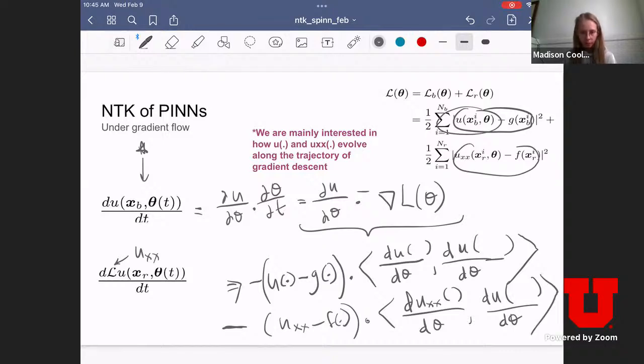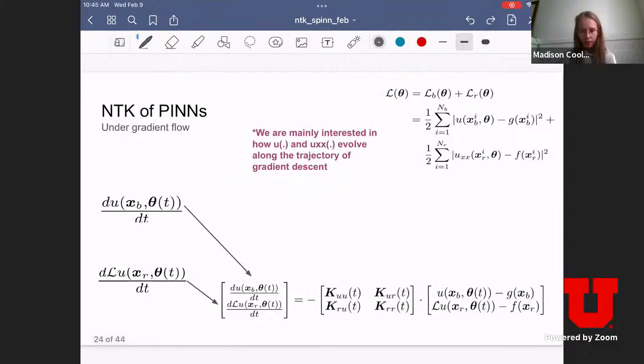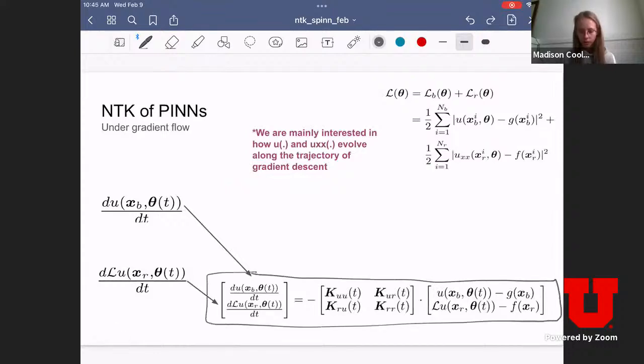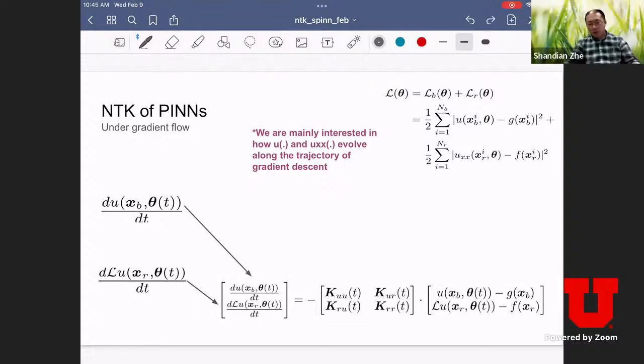And then from here, you can do some manipulations. And then if you do the same sort of derivation for this term here, that's how you end up with this form. Okay, is that clear?